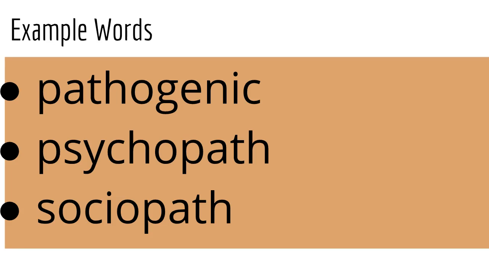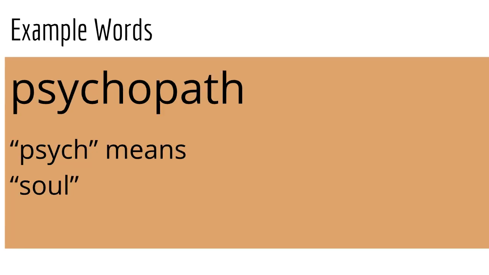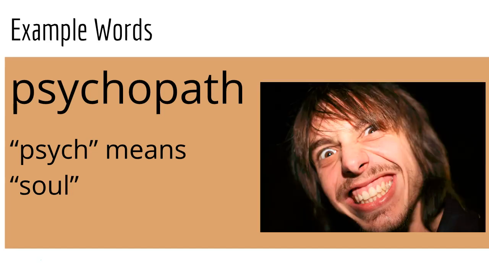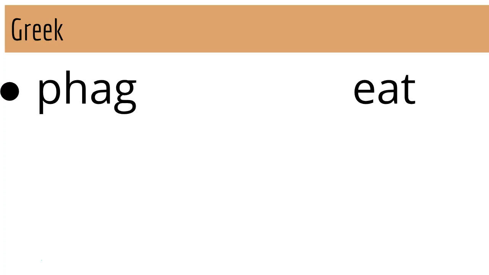The next one we have is patho or patho. You can say it either way. It means disease. This is where we get words like pathogenic, psychopath, and sociopath. If we take a look at the word psychopath, we can see that psych, which is a different stem, means soul. So someone who's a psychopath, it's like their soul has a disease. And this is what makes them do the things that they do, because something is wrong with them on the inside.